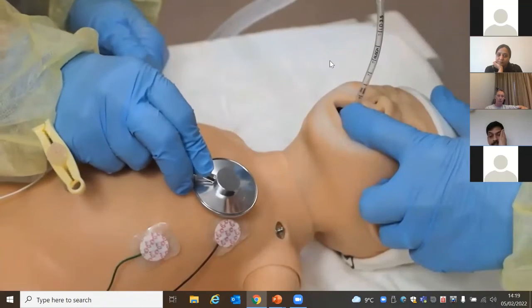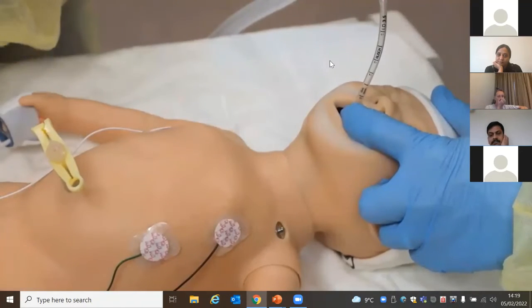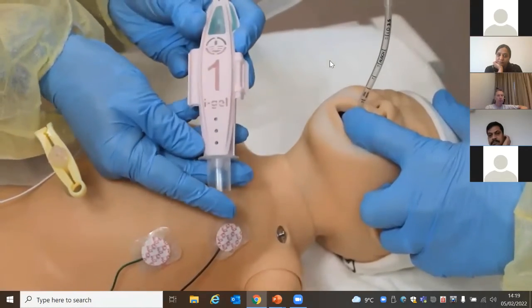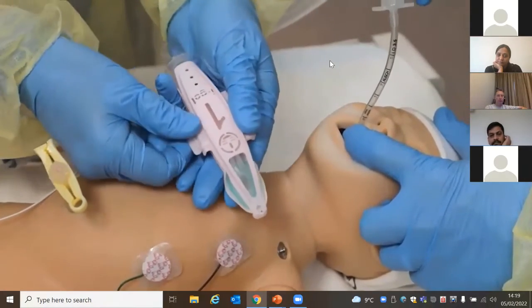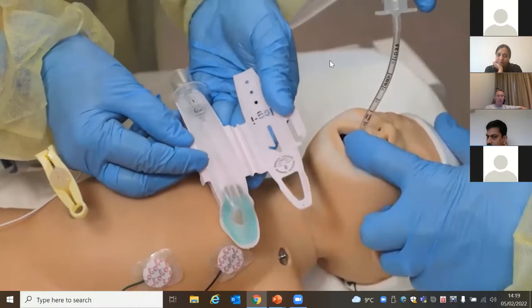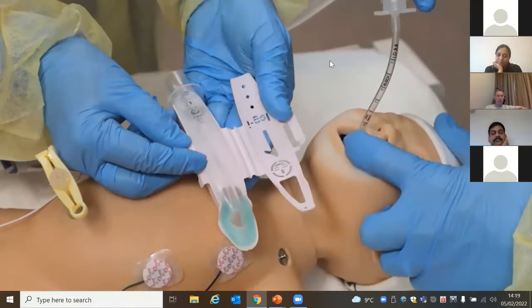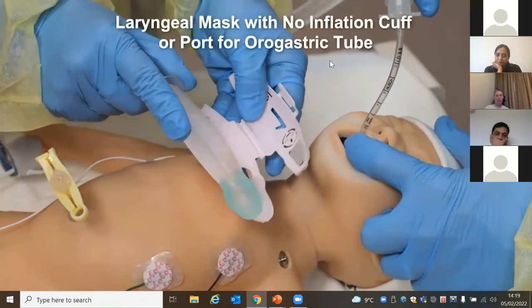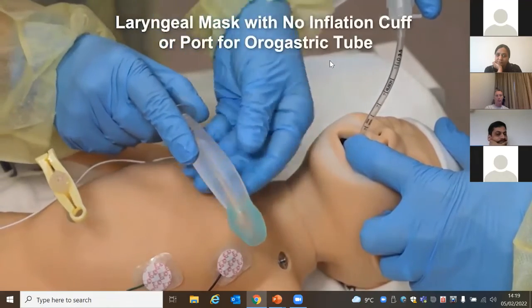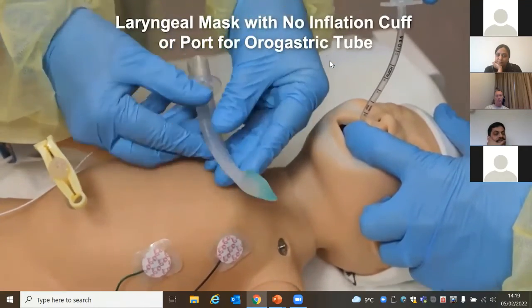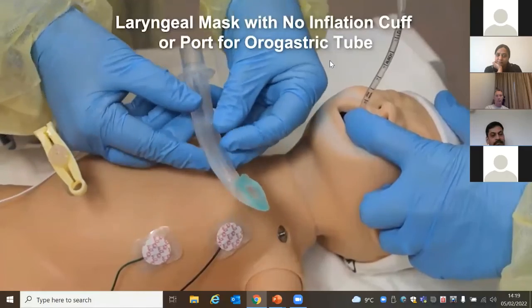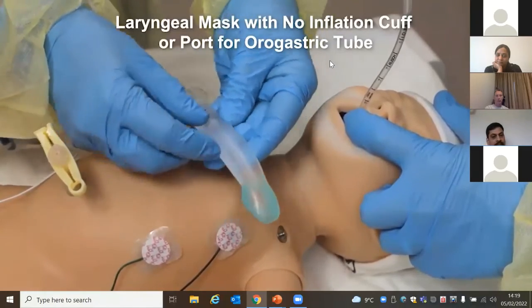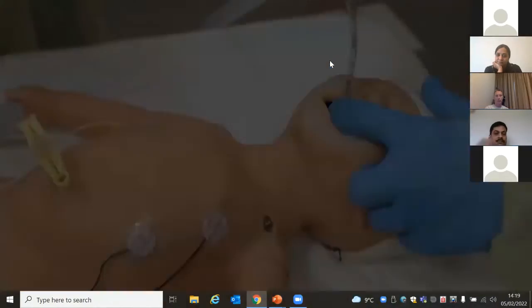Consider keeping a few size 1 laryngeal masks where one is immediately available for use, not locked inside a code card or emergency supply box. If the mask is inserted without delay, it may provide effective ventilation in time to help avoid a complex resuscitation. The following segment demonstrates the insertion of a size 1 laryngeal mask. This laryngeal mask has no inflation cuff and no port for an orogastric tube.